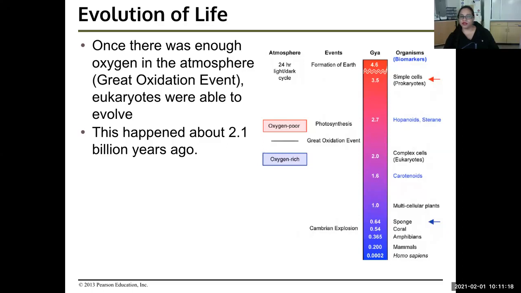That's kind of a timeline in the picture. And the oldest stuff here is on the top, 4.6 billion years ago. As it goes down, things get younger.